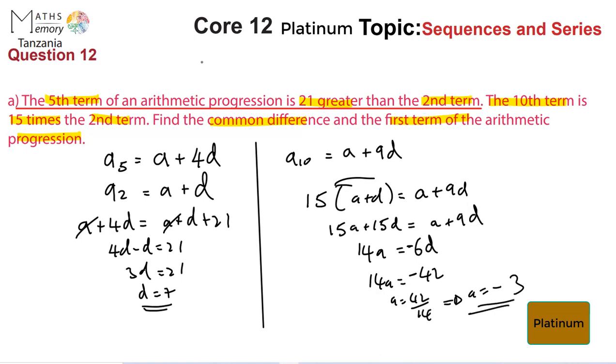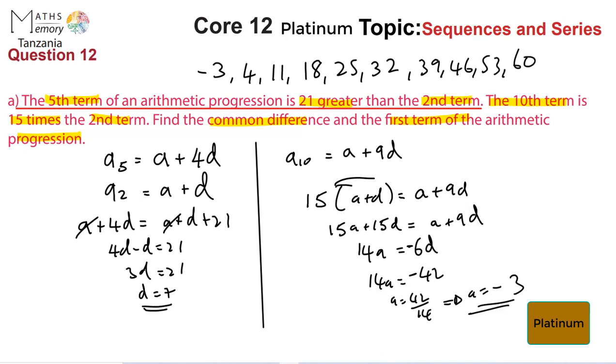You can test it if you want to, but write them down. If that's the first term, we go up by 7 each time: adding 7 to this, 4, 11, 18, 25, 32, 39, 46, 53, 60. So this is the first term, second, third, fourth, fifth, sixth, seventh, eighth, ninth, 10th. The fifth term is definitely 21 more than 4. And the 10th term, 60, is definitely 15 times more than the second term, which is 4. So we've tested it, and those are your answers.